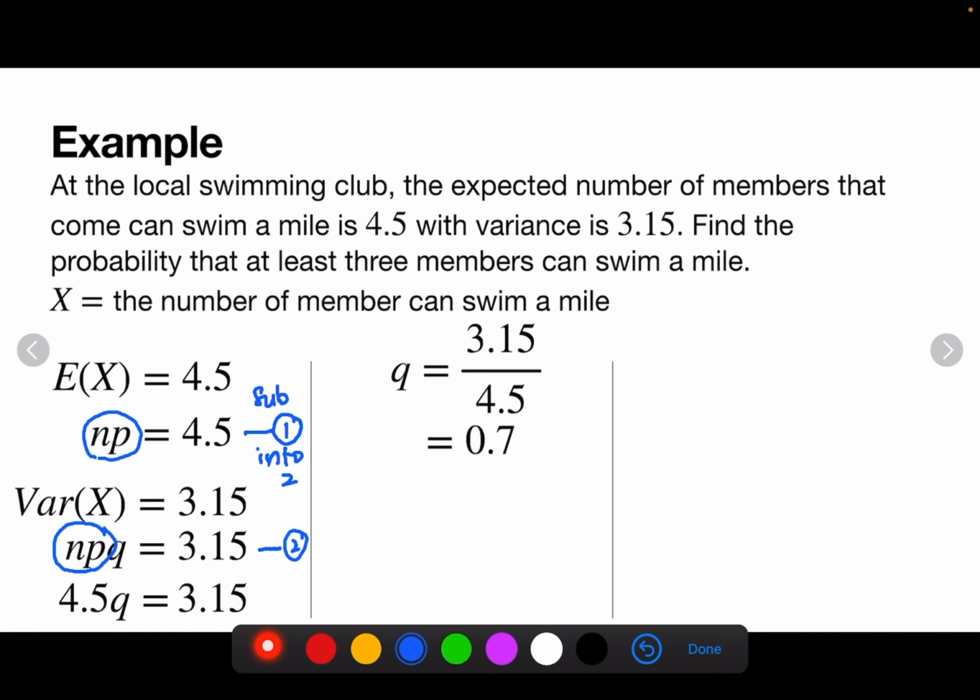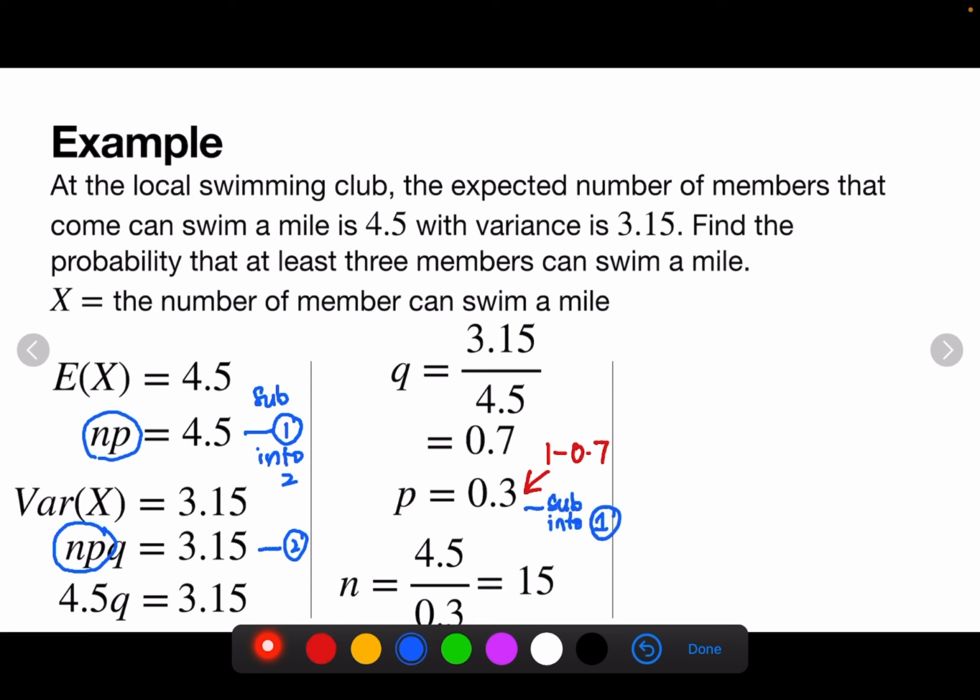If Q is 0.7, what is the value of P? 0.3. Where does 0.3 come from? 1 minus 0.7. Now, do we have N yet? No, we haven't found N yet, so we need to find N first. You may substitute into the first equation or the second equation. I think the easiest one is the first equation. So substitute 0.3 into the first equation. You're going to get N as 4.5 divided by 0.3.